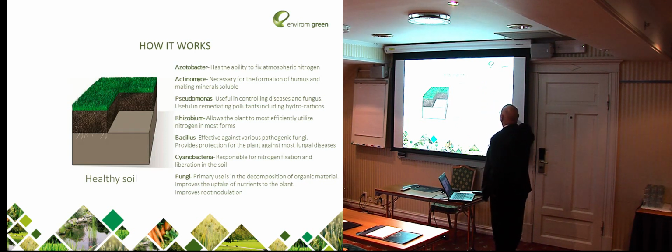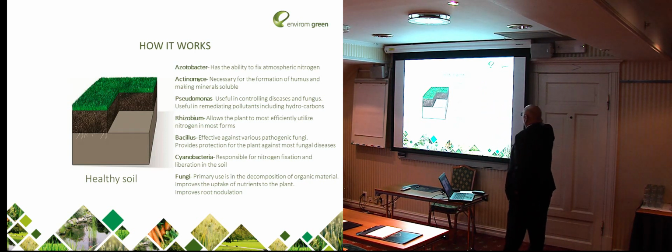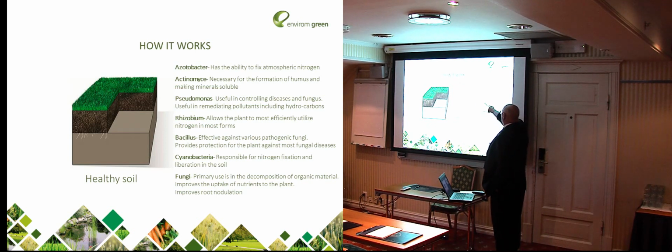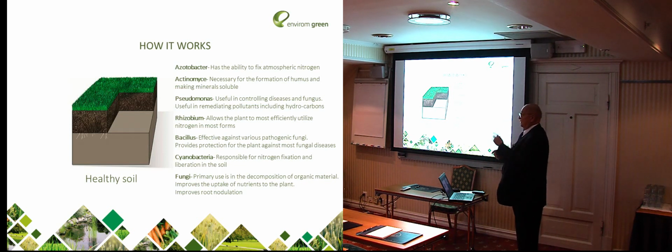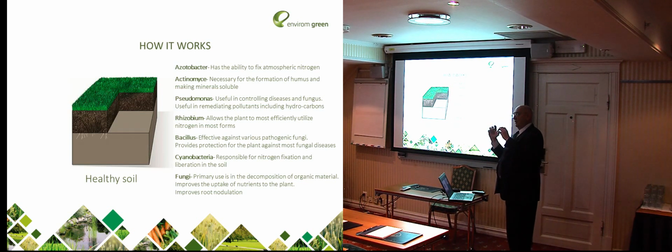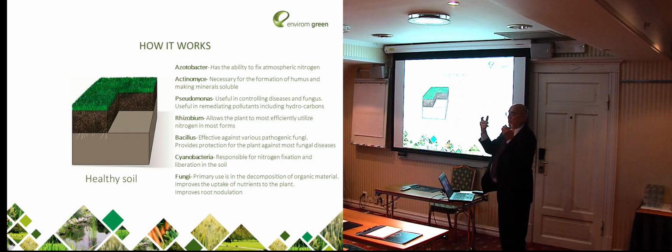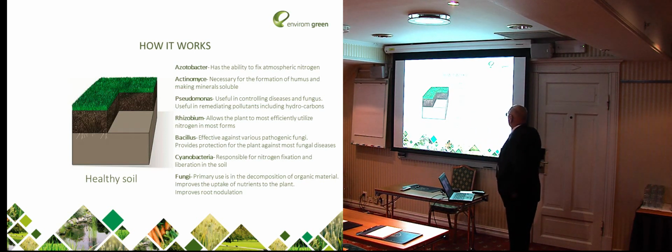Actinomycetes is another, he's in the fungus area, actually his own classification. This is the formation of humus and makes minerals soluble. Humus is the essence of the soil where all the plants get their nutrients. And if we can build him up, we're going to have these minerals soluble, and then the plants can pull it out of the soil, again reducing the synthetic needs of fertilizers.